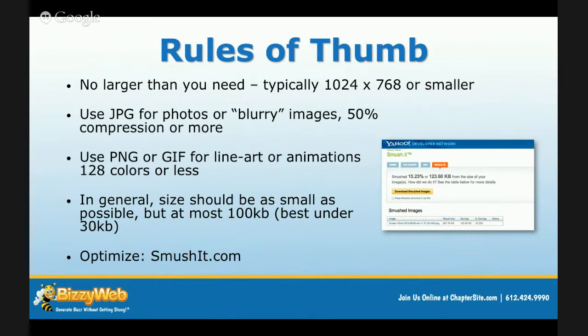For blurry images, anything that's a photo or that has soft edges, or headshots of people where there's a lot of gradients, JPG compression is usually about the best. And you can safely set your JPEG compression at least 50%.